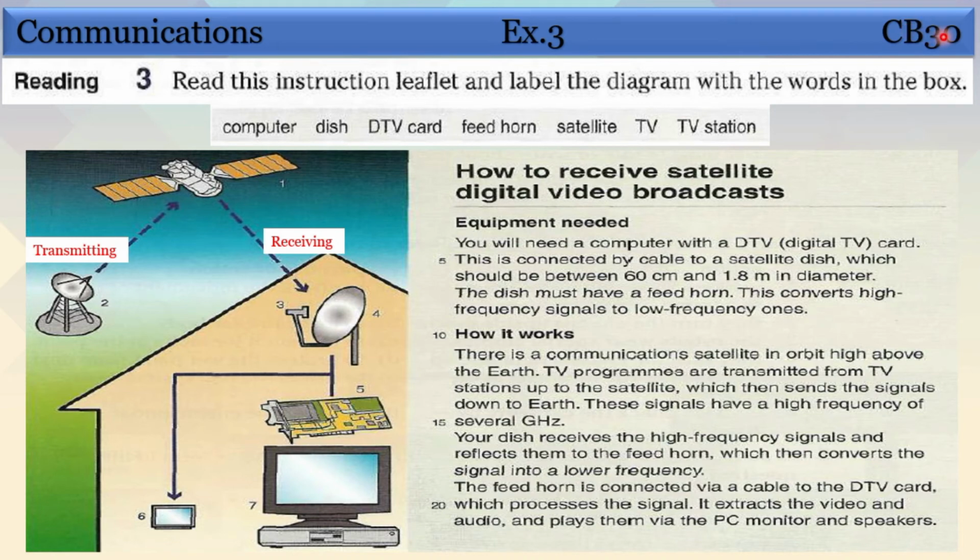Still on page 30, exercise 3. Read this instruction leaflet and label the diagram with the words in the box. Label this diagram with these words: computer, dish, DTV card, feed horn, satellite, TV, and TV station. First, try to guess the answers before reading the text. Pause the video and try to guess the answers.